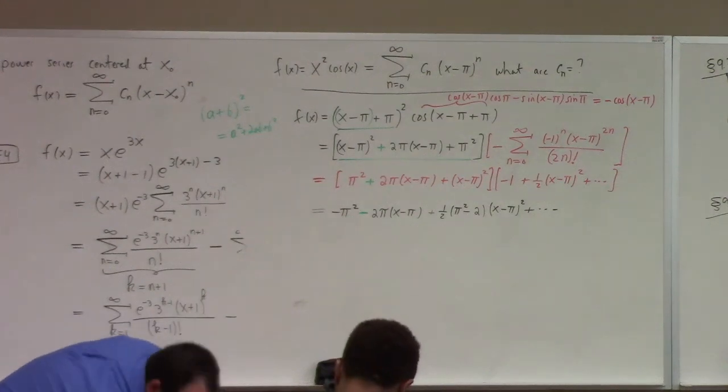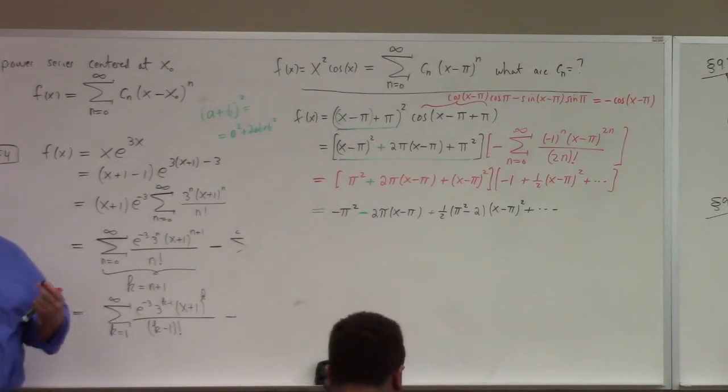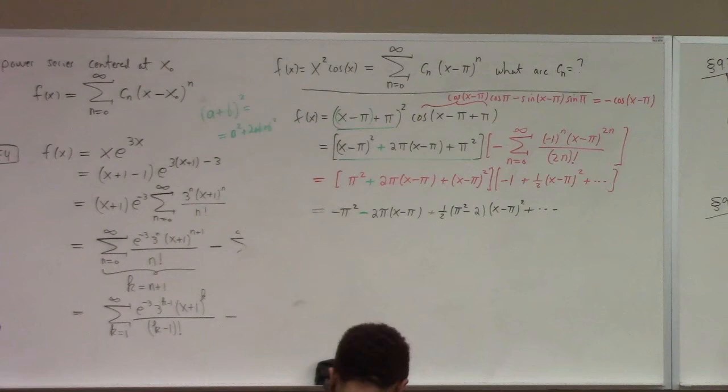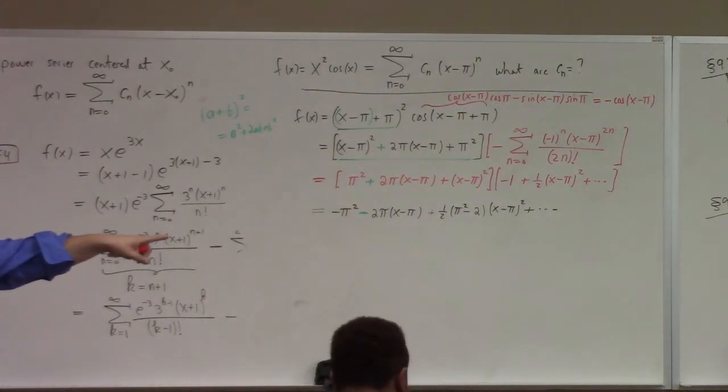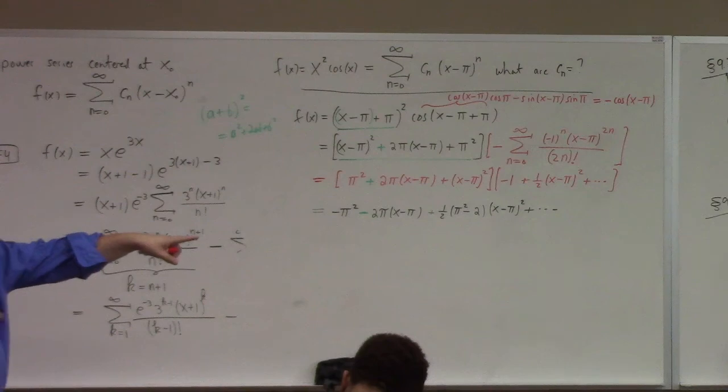Now, you could ask the question, which is the better method? What do you guys think? If you're asked to find the first 3 terms in the Taylor expansion for x squared cosine of x centered at pi, what's the right way to do this problem? It's definitely that way. Very good, Josh. Right. It's definitely that way.